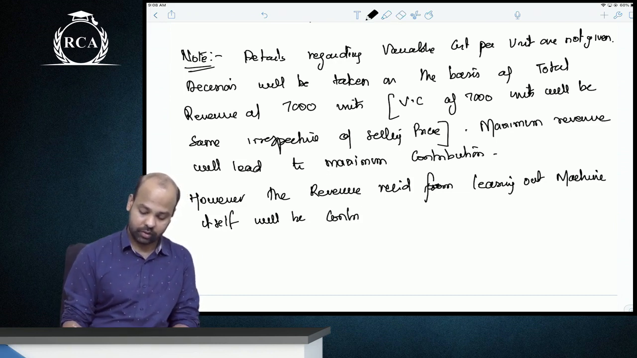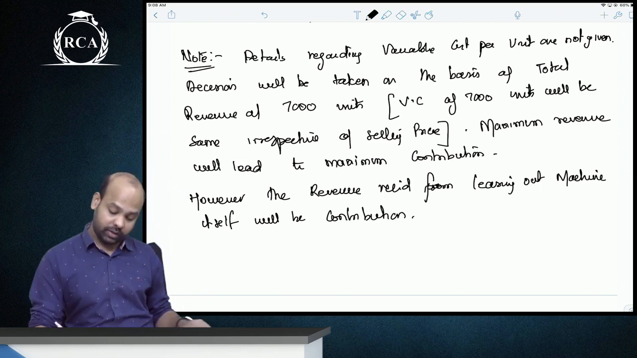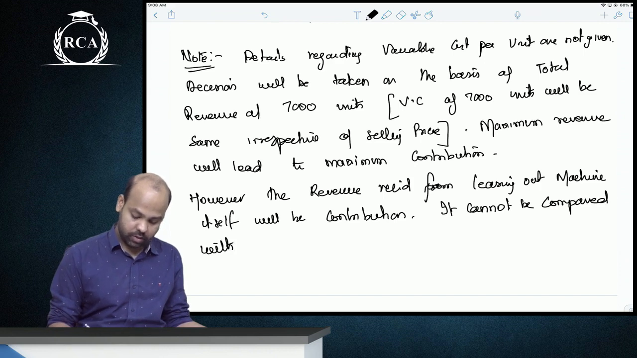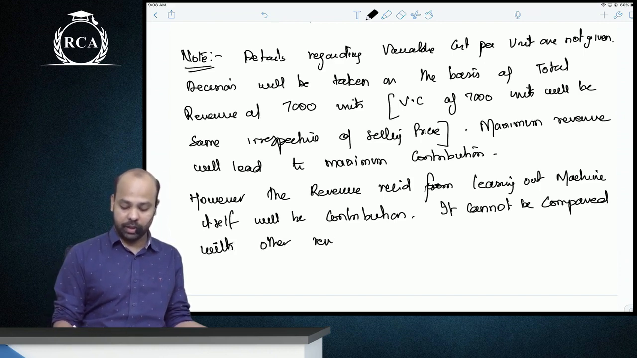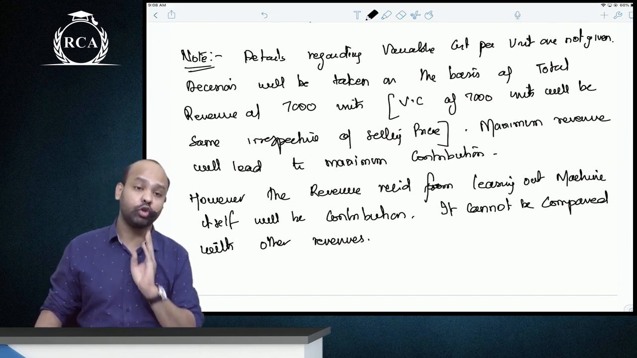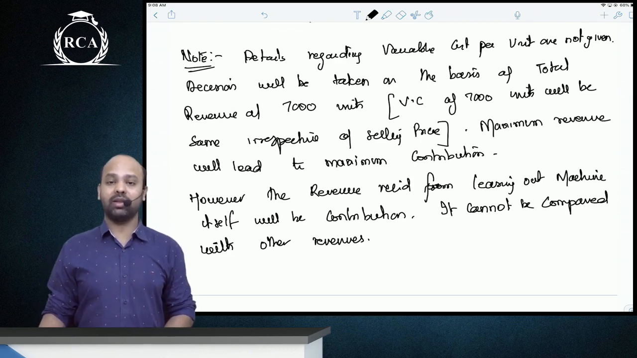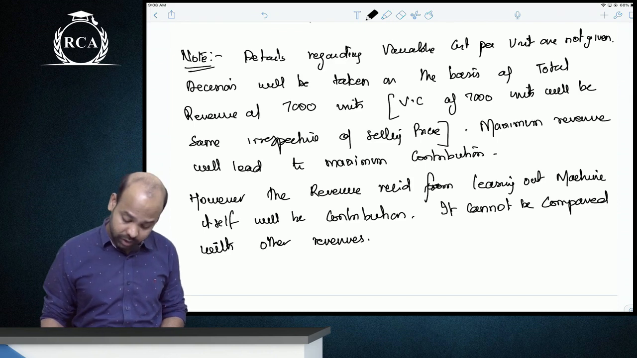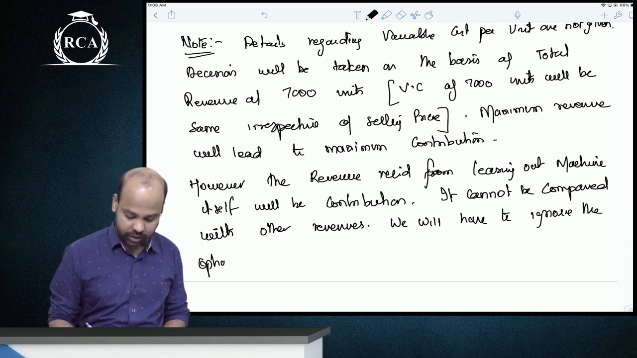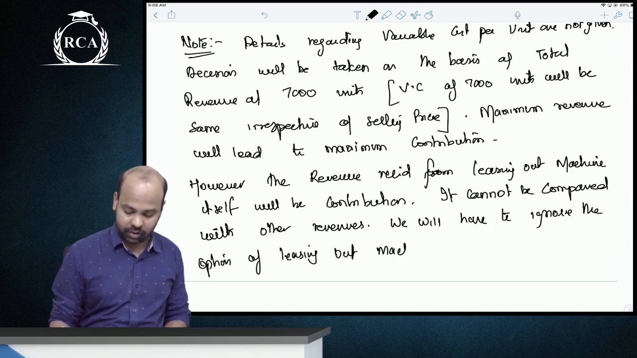Itself will be contribution. So because it itself will be contribution as such, guys, it cannot be compared with other revenues. So what am I supposed to do, sir, if I cannot compare it with other revenues? If you cannot compare it with other revenues, we will have to ignore the option of leasing out machining capacity.